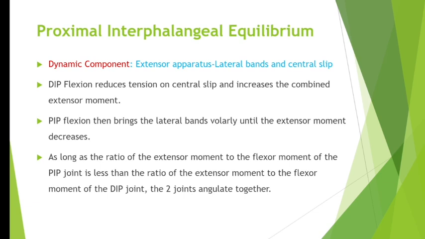Because of this, as you continue to flex the finger, when the PIP starts flexing, the lateral bands again tend to move anteriorly, and move towards the center of rotation of the PIP joint. And then the moment of the extensor tendon again tends to decrease and comes more towards the flexor moment. So this movement continues till the moments become equal. So that is why these are the dynamic component of the PIP joint equilibrium. The moment the lateral bands move towards the anterior side, the tension in the central slip increases and then it takes over the rest of the moment.